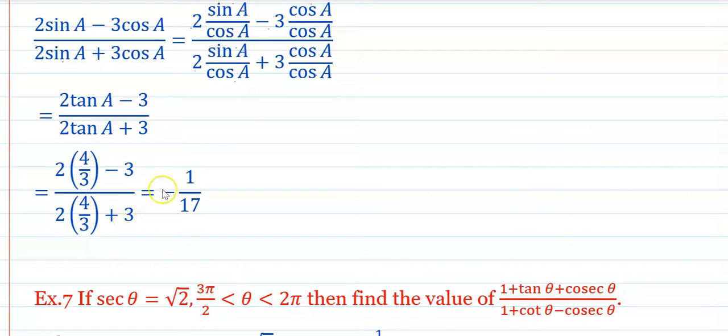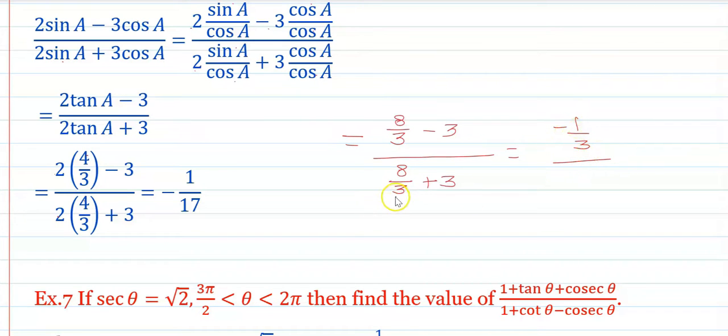Okay. And we will do the normal simplification in that. What is the simplification? See this here. 2 into 4, then you will get 8 upon 3 minus 3. And this whole divided by, again 2 into 4, you will get 8 upon 3, and this is plus 3. And if we simplify 3 into 3, you will get 9. 8 minus 9, you will get minus 1 upon 3.